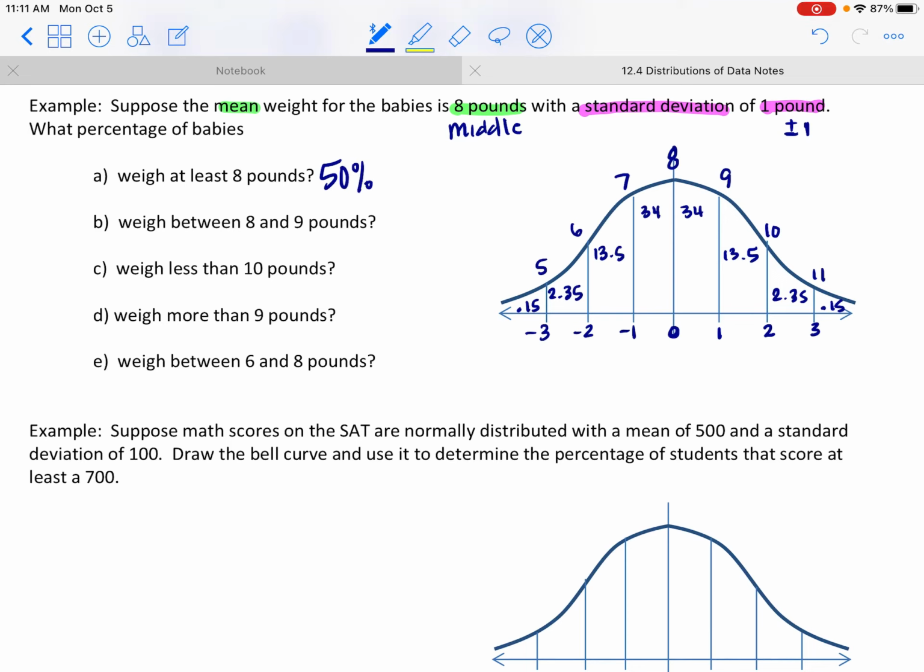Okay. What about between 8 and 9 pounds? Between 8 and 9 pounds, that's this little area here. Well, we said that's half of the 68, so that would be 34%.